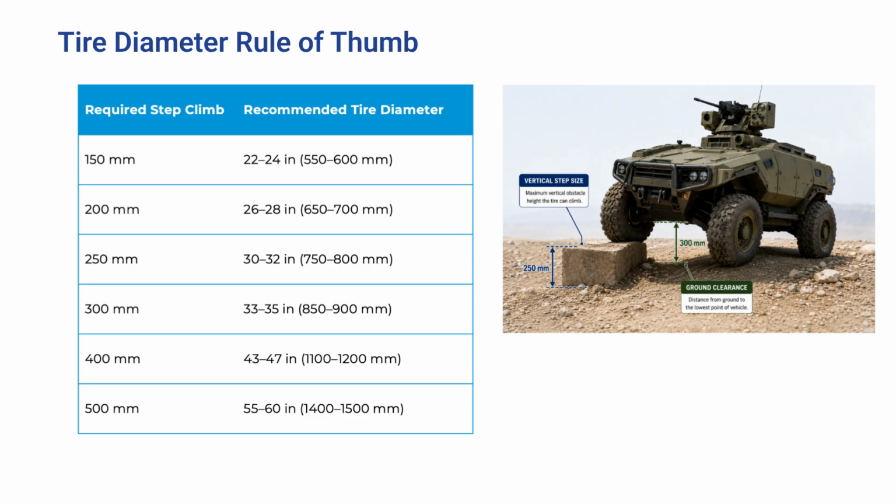The vehicle image shows the same principle. The tyre must be large enough to climb the vertical obstacle while still providing adequate ground clearance.